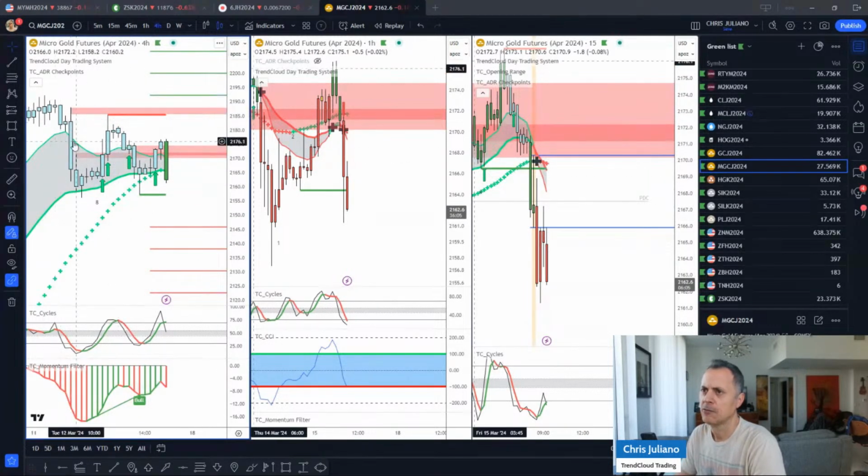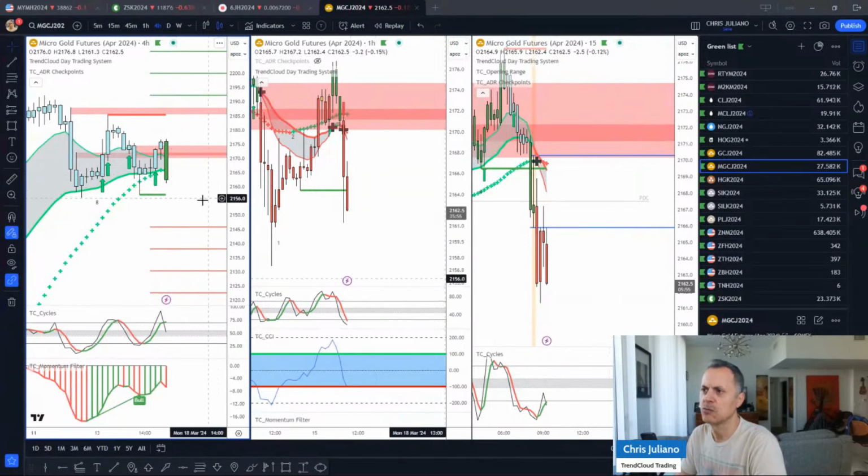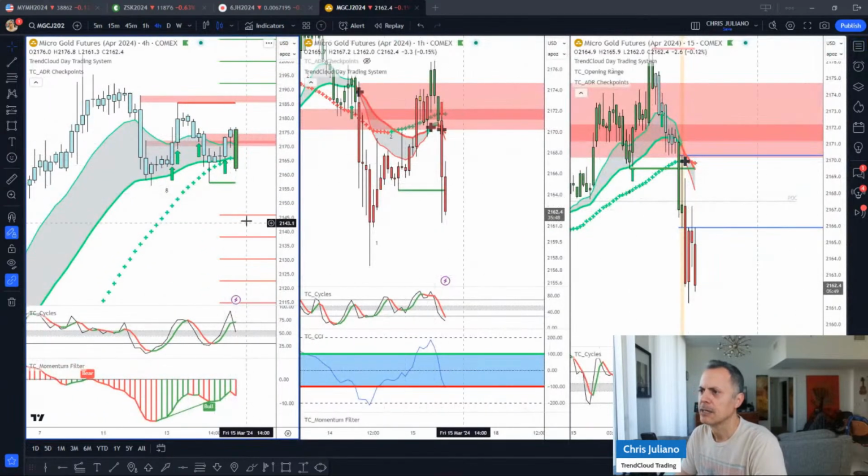4 hour chart, candles have gone extended, and we are pulling back to recalculate. Okay, how far back is this going to pull back to recalculate? We don't know, but let's try to get a good idea. Here's an ADR checkpoint. Okay, it's breaking out to the downside on the opening range.